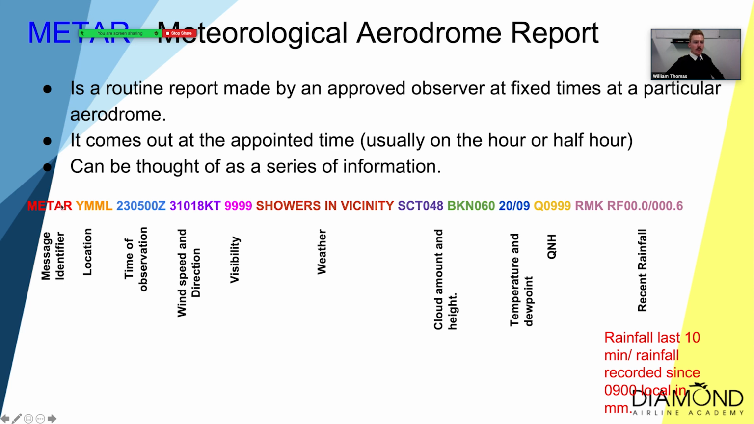We've got the message identifier, location, time of observation, wind speed and direction, visibility, weather, cloud amount and height, temperature and dew point, QNH, remarks, which usually includes RF, rainfall, the first numbers, rainfall last 10 minutes, slash the last numbers, rainfall since 9 a.m. local time.